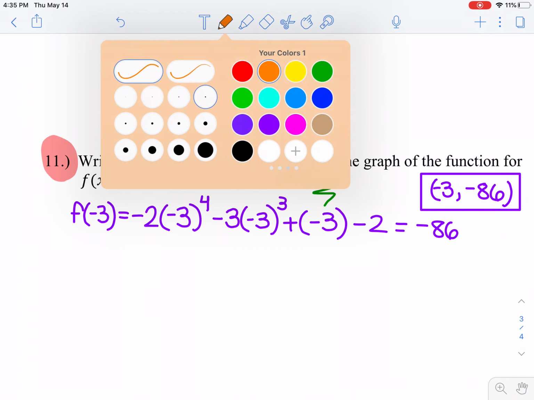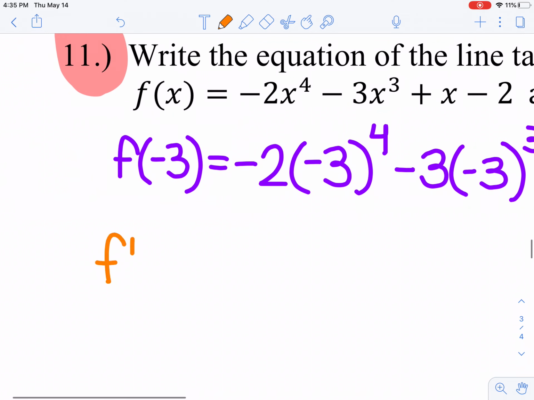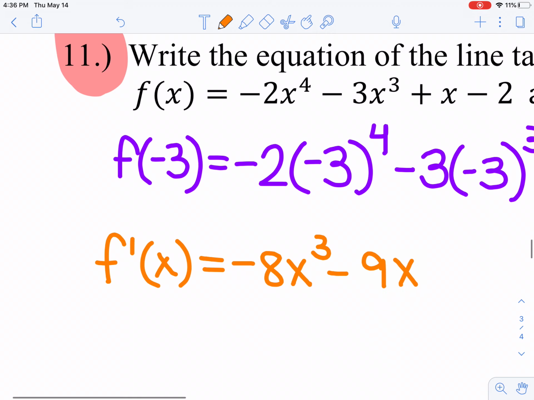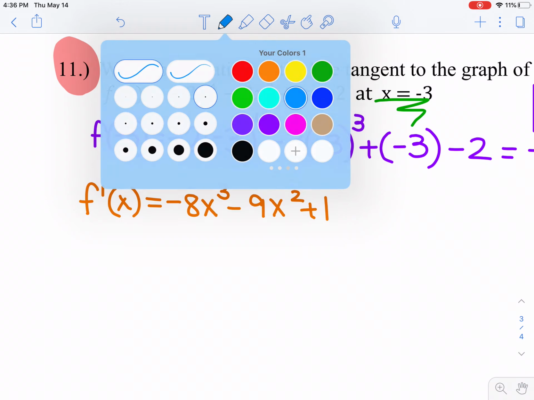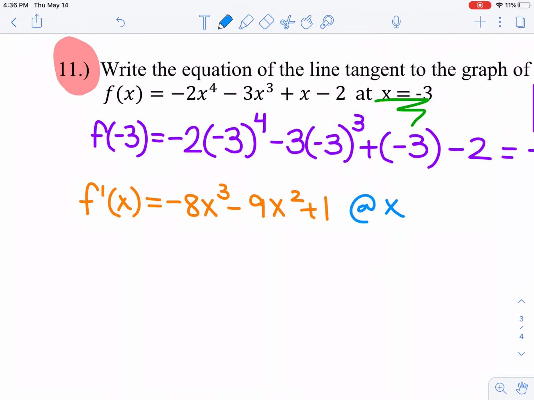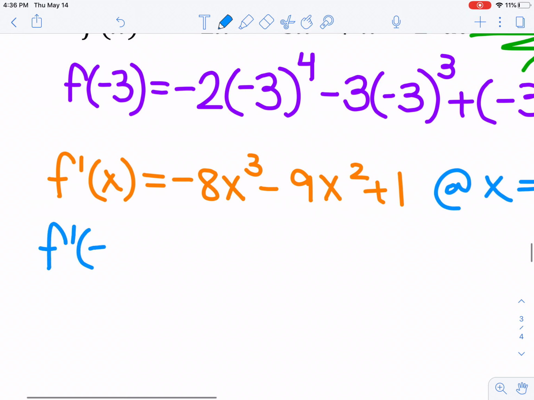Now to find the slope, so that's the point of the line. Now I need to find the slope of the line. To find the slope, I'm always taking a derivative. So that's going to be negative 8x cubed minus 9x squared plus 1. And to find the actual slope, I'm going to plug in the x value to the derivative. So f prime of negative 3 is negative 8.